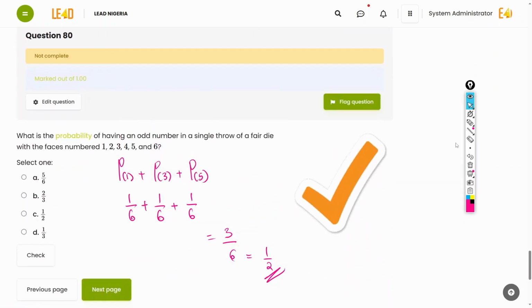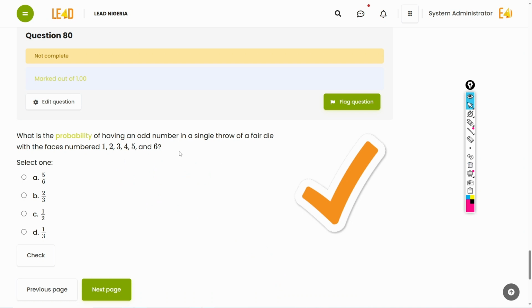All right, question 18. What's the probability of having an odd number in a single throw of a fair die with faces numbered 1, 2, 3, 4, 5, 6? Good. So, how many faces qualify as odd? That's 1, 3, and 5, right? So it's going to be probability of picking out a 1, plus probability of picking out a 3, plus probability of picking out a 5. That will be 1 in 6 plus 1 in 6 plus 1 in 6, which gives us a 3 in 6, which can be simplified to what? 1 in 2. Okay, so the correct answer is 1 in 2.